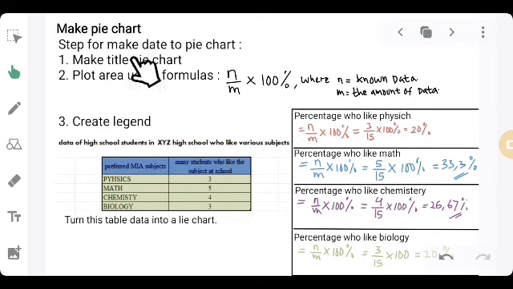Step four, make a pie chart. Number one, make a title for the pie chart. You can make the title according to the data. And number two, plot the area using the formula n over m times 100%, where n is each data and m is the amount of the data, and 100% is the fundamental of the pie chart for percent.